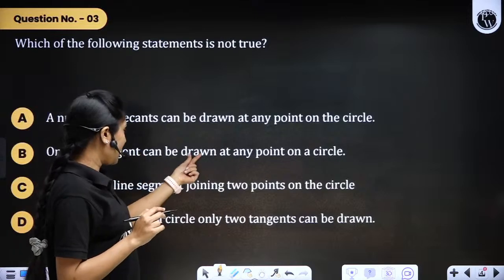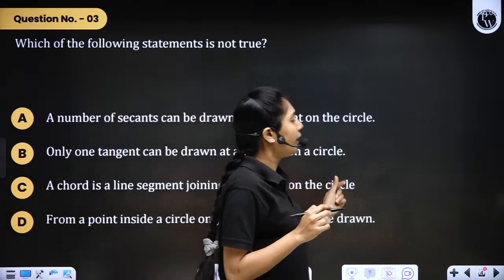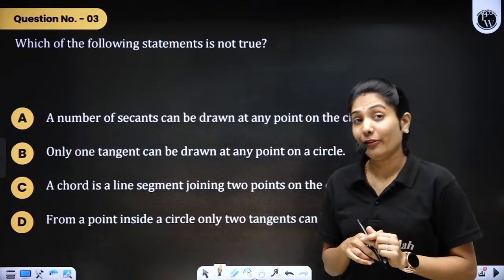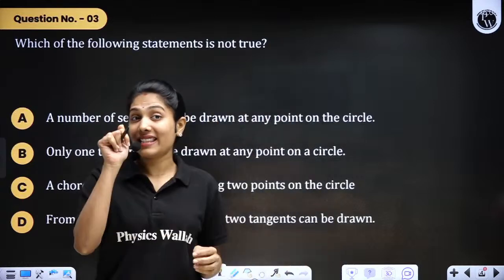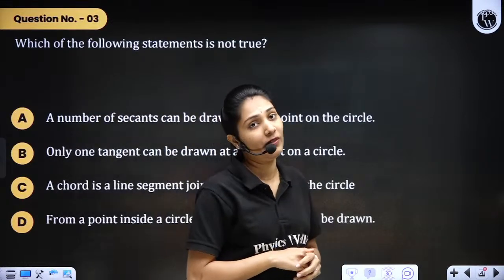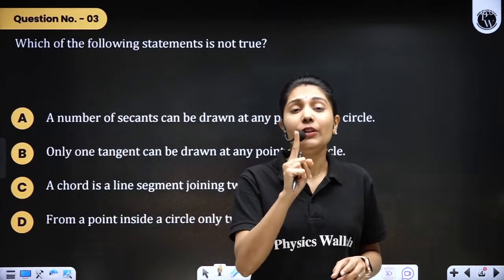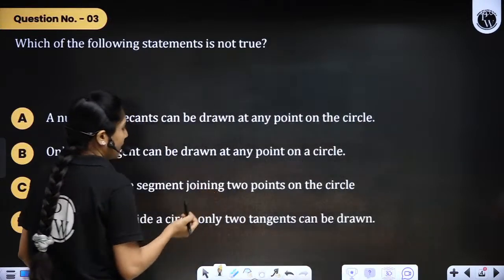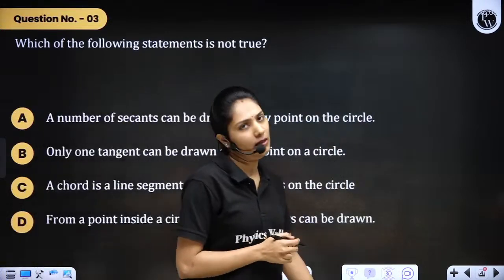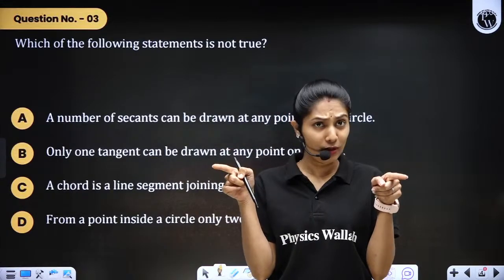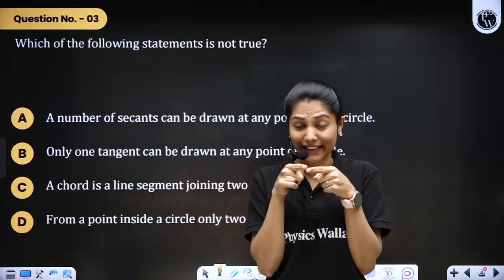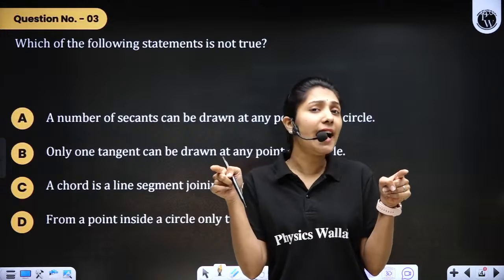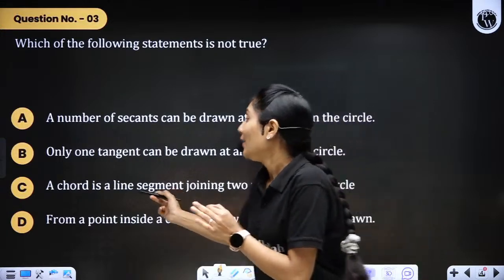Only one tangent can be drawn at any point on a circle. Yes, if we want to draw a tangent on a specific point on the circle, then we can draw only one unique tangent from it. A chord is a line segment joining 2 points on the circle. Yeah, when we connect 2 different points on the circle, then that particular line becomes the chord.